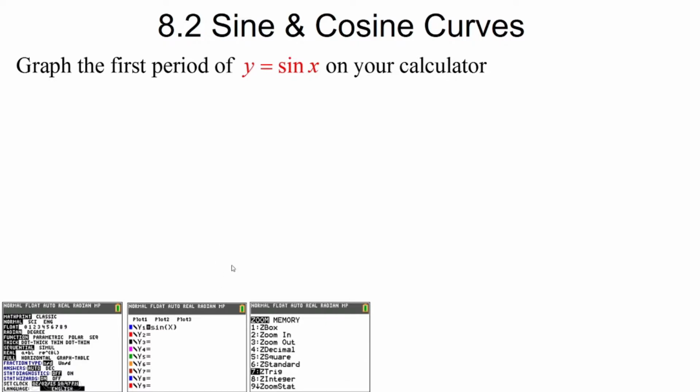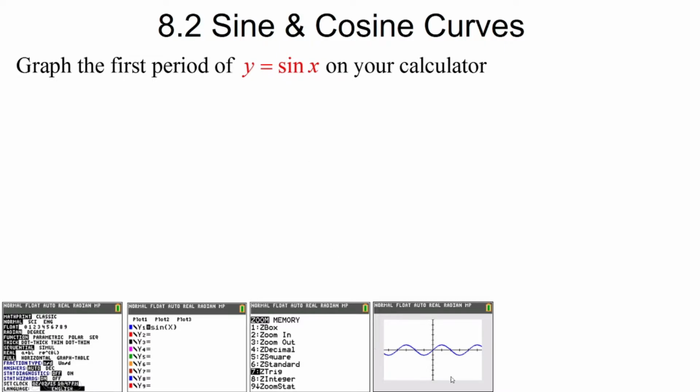Now if you hit the zoom button, you can get all kinds of really cool windows here. You see number 7 right here. This is a trig window, and this trig window has an x interval of a little beyond negative 2 pi to 2 pi. And that's going to give you a graph like this. When I want a typical trig function, more often than not, I just go to my trig window, just like that. Now they want us to graph the first period of y equals sine of x.